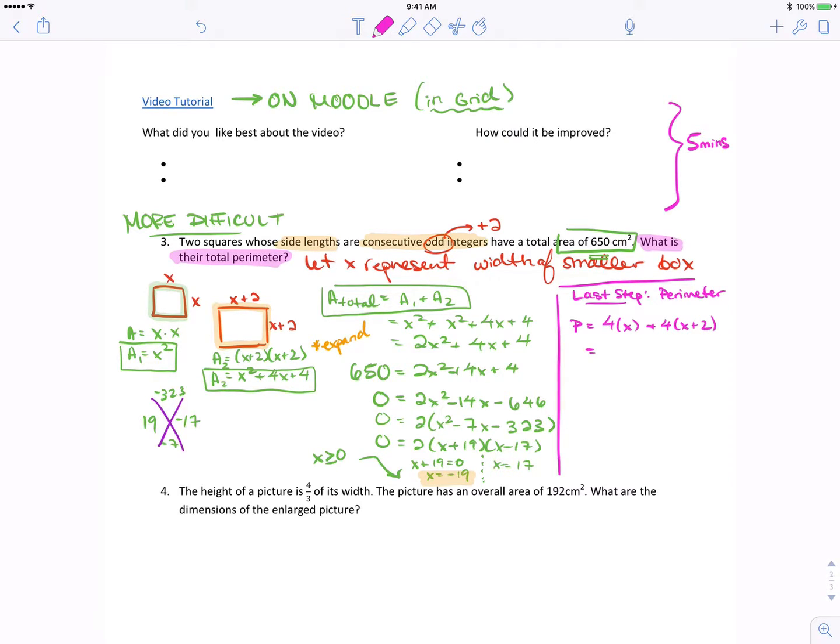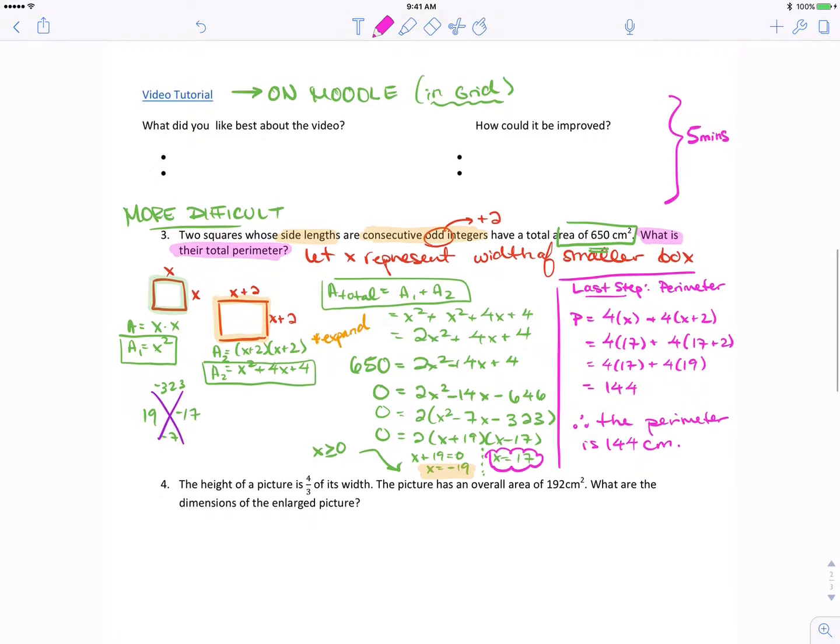Now what do we say x was? It has to be 17. So this is 17 plus 4, 17 plus 2, which is 19. Now it's just a coincidence that that value is the same as the negative, and I get 144. Therefore, 144 centimeters. Okay.